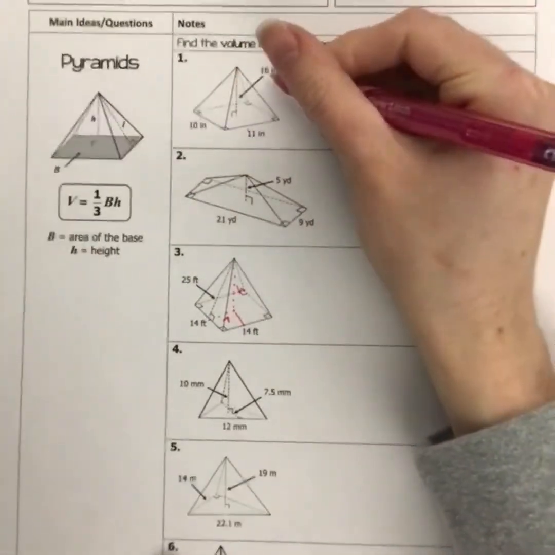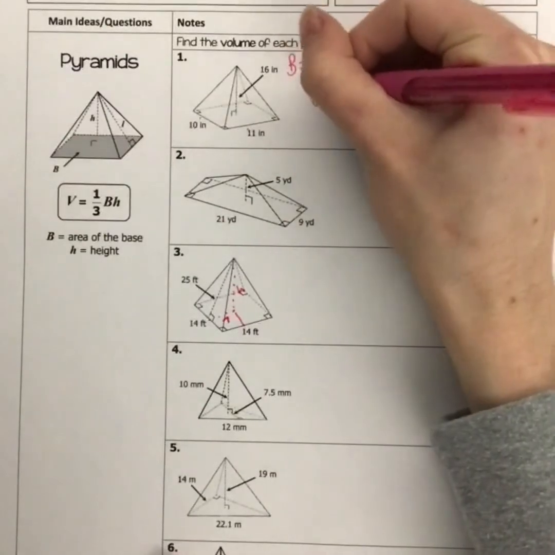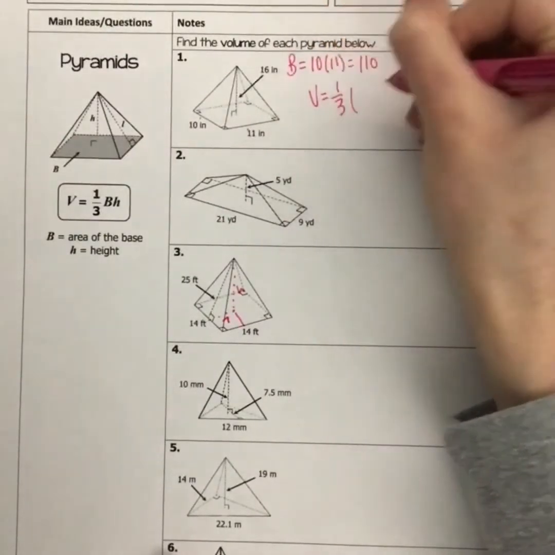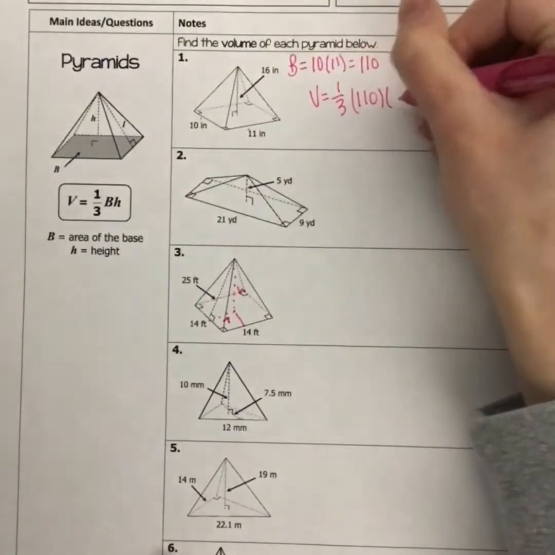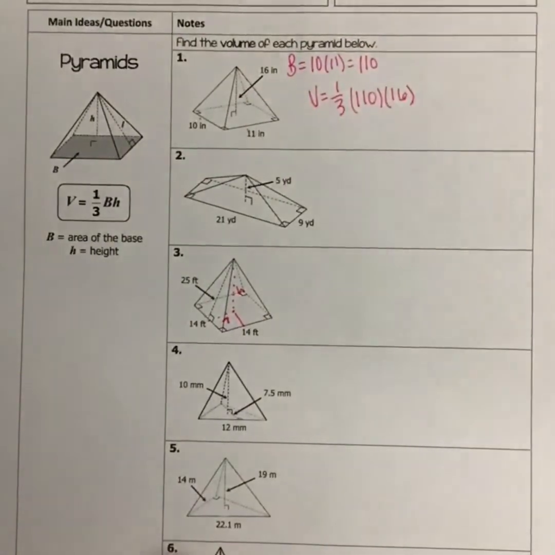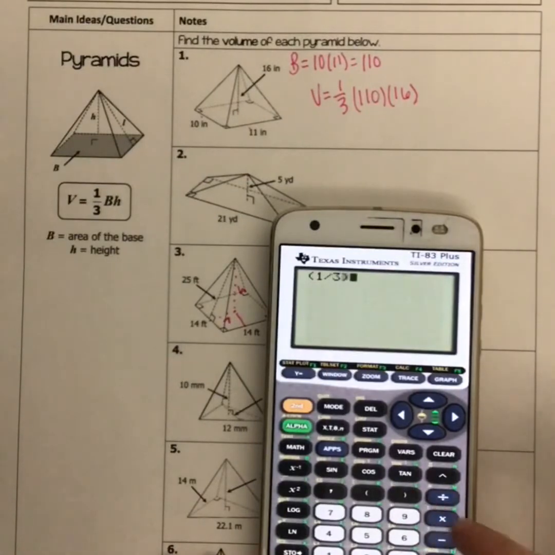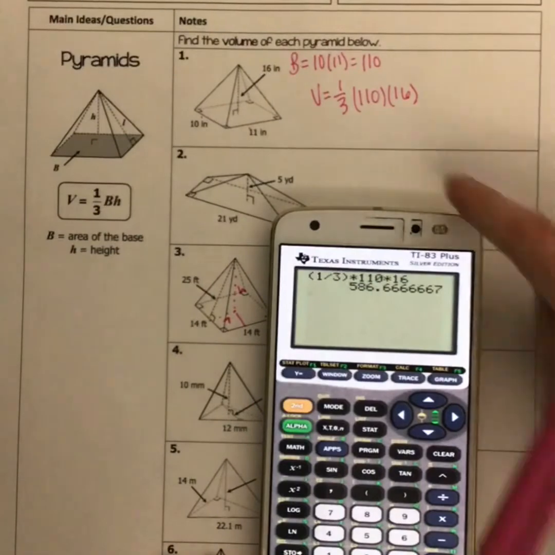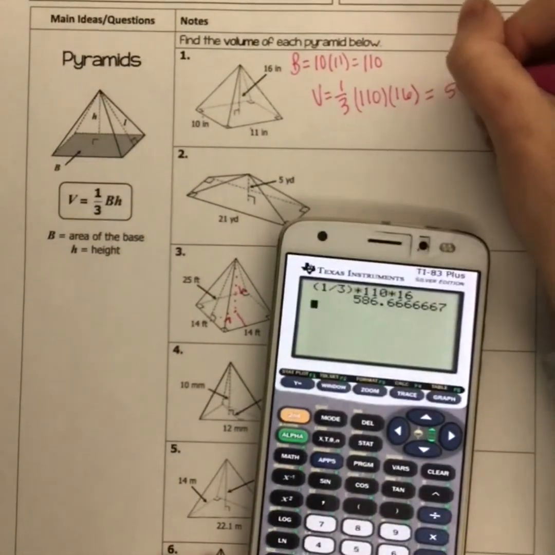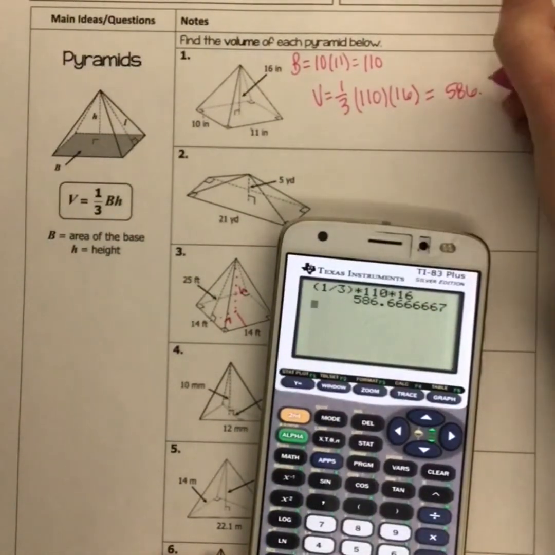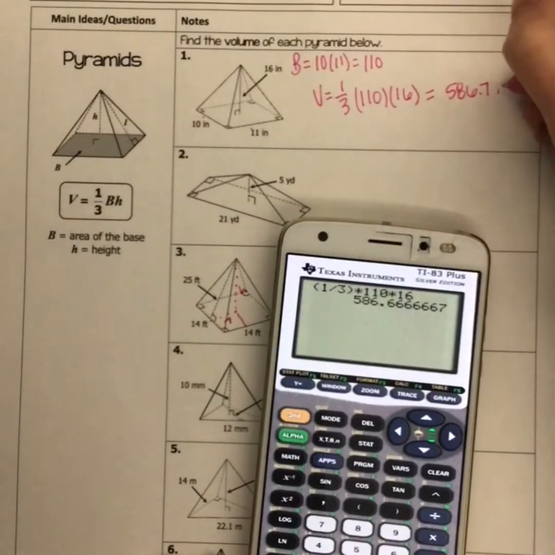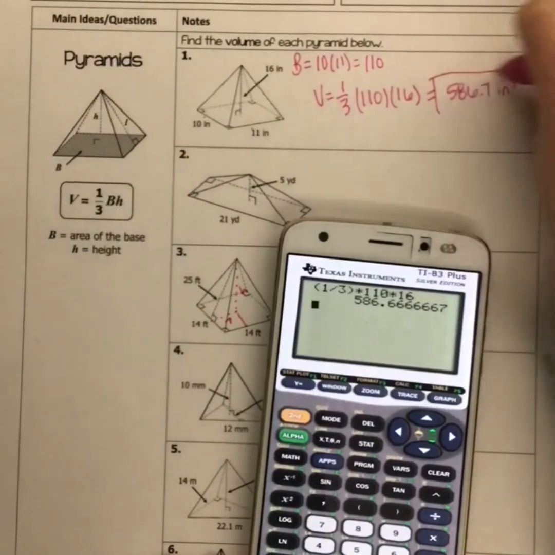So the height here was given to be 16, and so we know volume is 1/3 of 110 times 16, and we'll go ahead and use the calculator for this one. 1 divided by 3 times 110 times 16, and so we get a volume of 586.7, rounding that up, and inches cubed for volume.